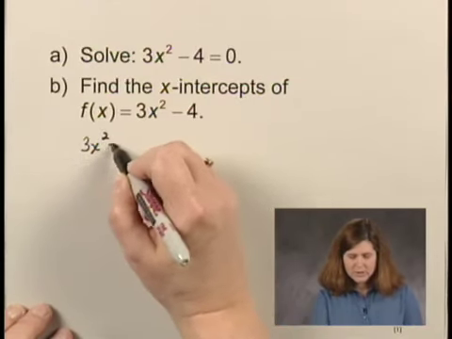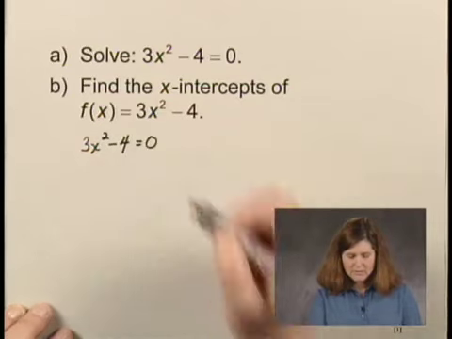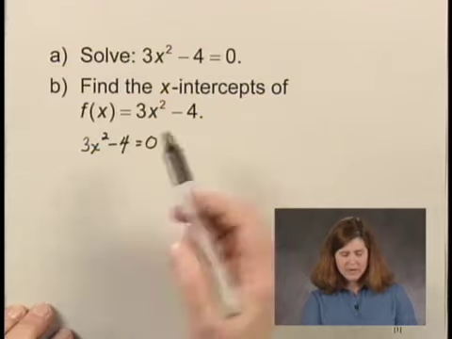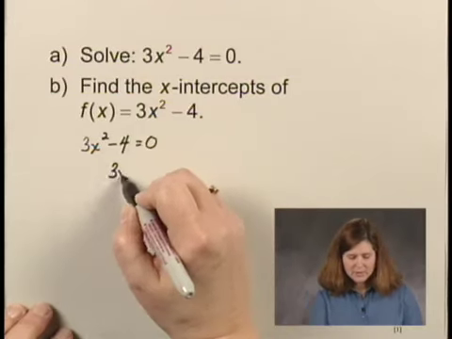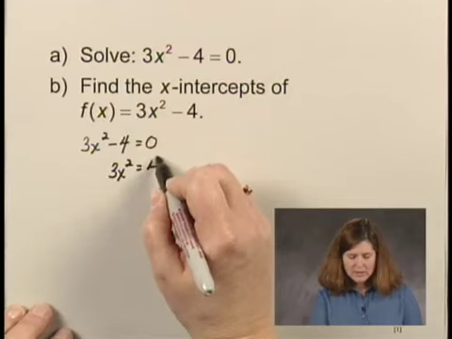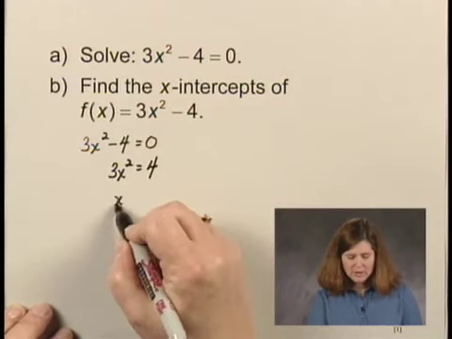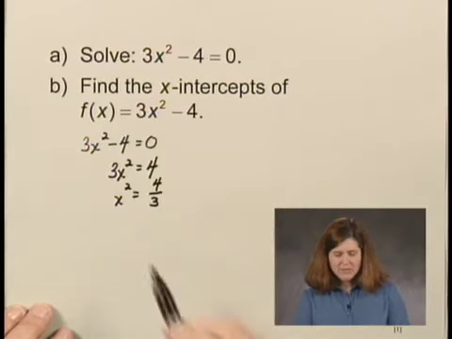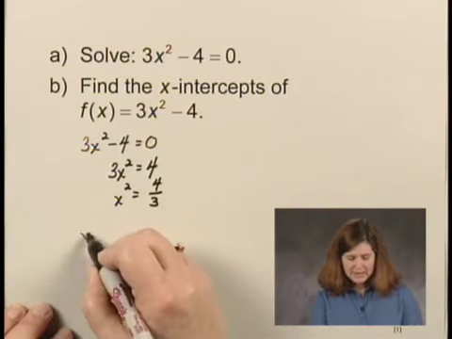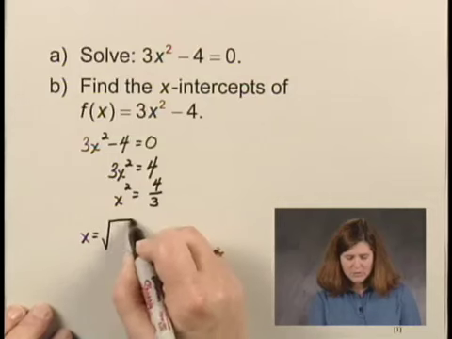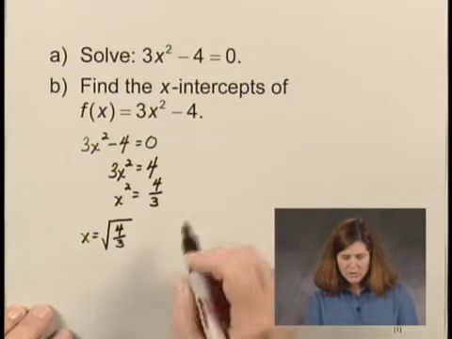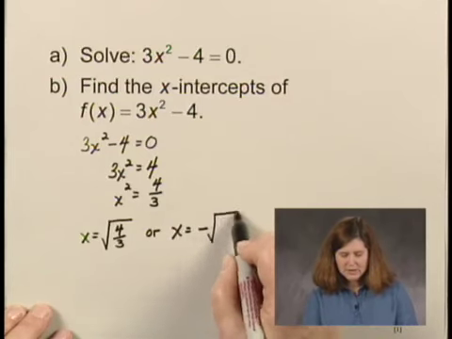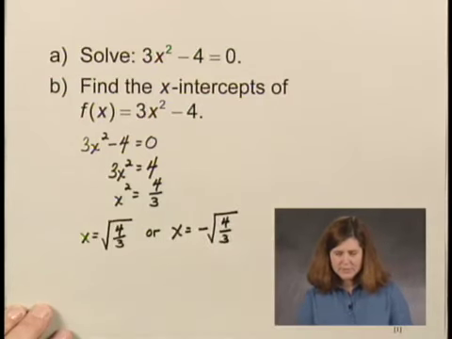We are going to use the principle of square roots because there is no x term. We add 4 to both sides of the equation, and we divide both sides by 3, and we have x squared equals 4/3. If x squared equals 4/3, then x must equal the square root of 4/3, or x must equal the opposite of the square root of 4/3.